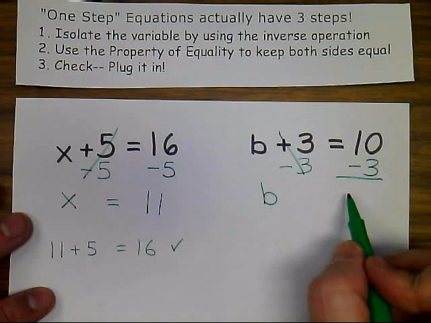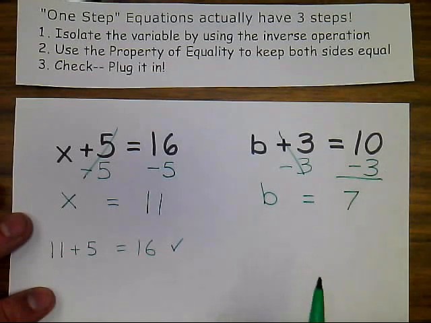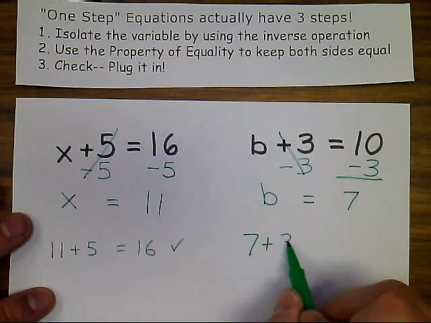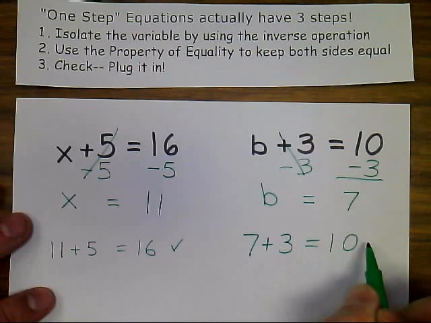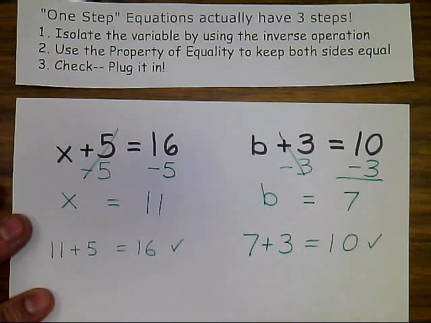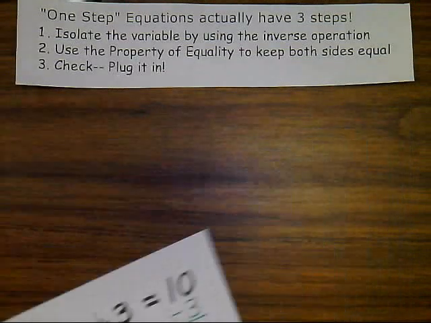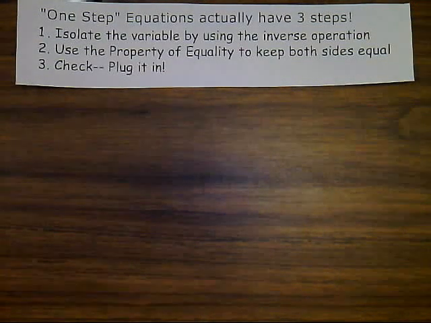And 10 minus 3 is 7. And that tells me my solution is b equals 7. Now, to double check, I'm going to plug in the 7 for my b, and 7 plus 3 does equal 10. And so this is a solution to this equation, b equals 7. That's a correct answer.